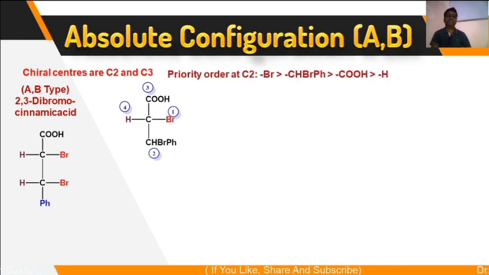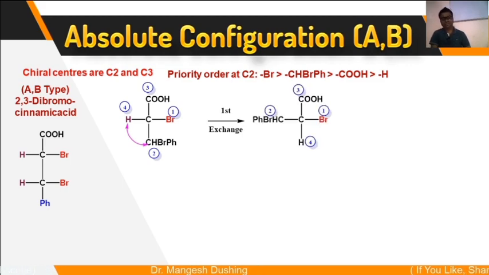Then you have to write the priority order for C2. Likewise, Br is greater than CHBrPh, then COOH, then H. Then you have to do the 2 interchanges, 2 exchanges. First interchange is to make the fourth priority group at the bottom. So the fourth priority group is at the side, that's why you have to do the interchange to bring the fourth priority group to the bottom. At the bottom there is the second priority group, so you have to exchange between fourth and second. Then this is the compound.